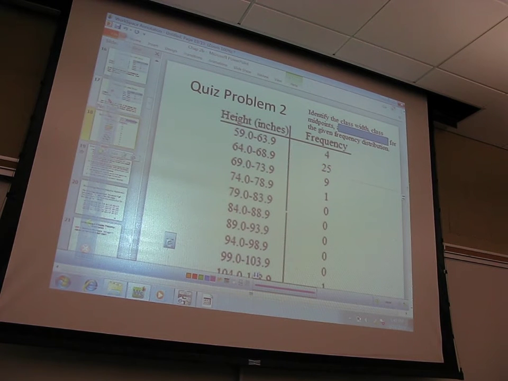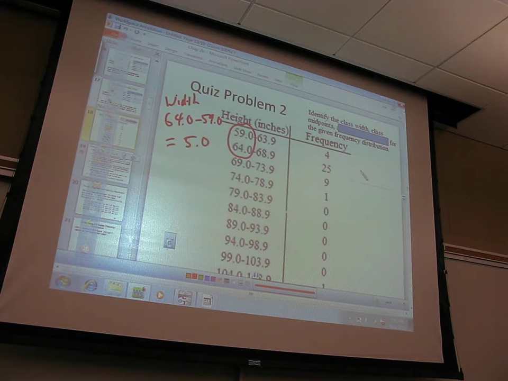All right, so let's find this. Let's take the first two lower class limits, and I'm going to subtract them, 64.0 minus 59.0. And so the class width is 5.0, right? Good?